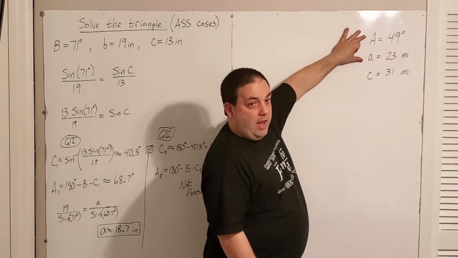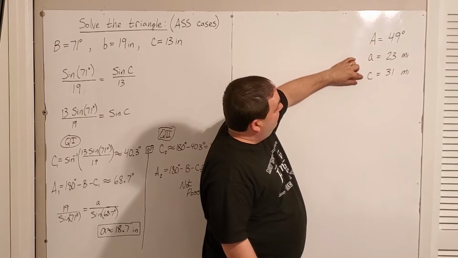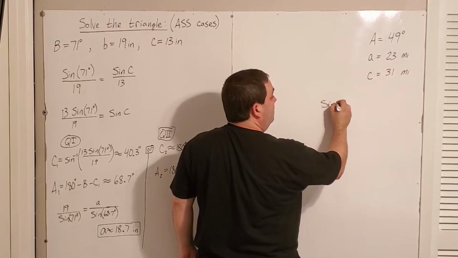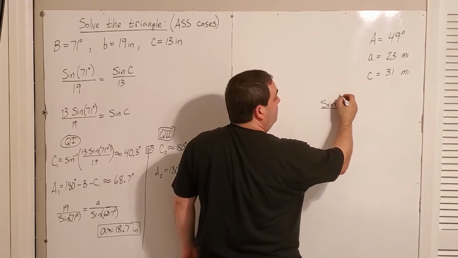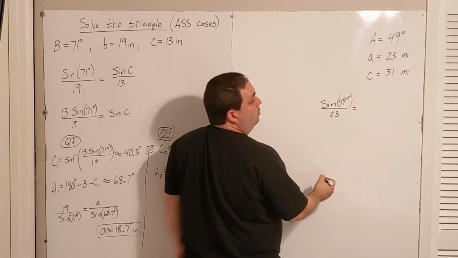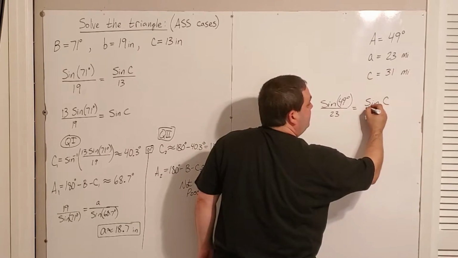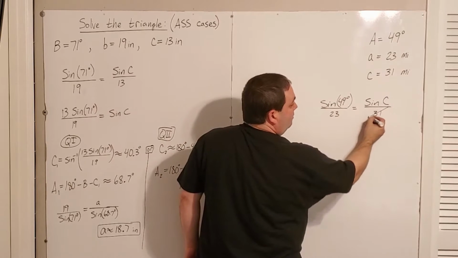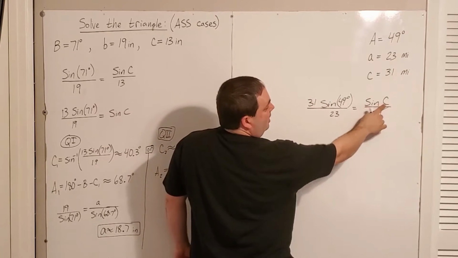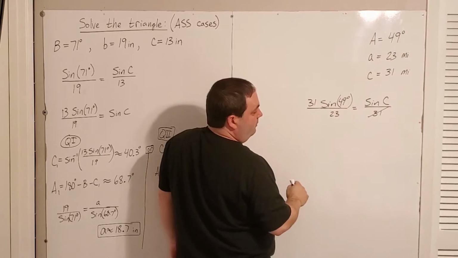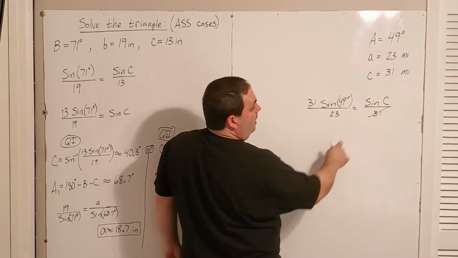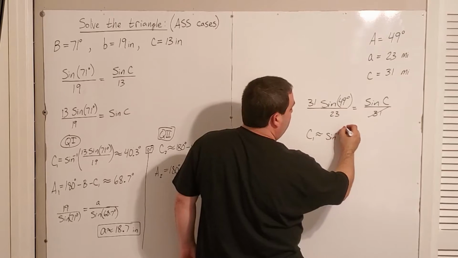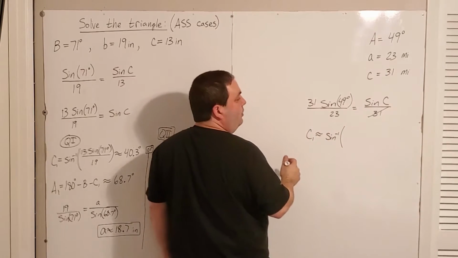Notice I've got the pair here, right? The A and the A pair. And then I've got the C side, so I'll be looking for the C angle. So sine 49 degrees over 23 is equal to sine of the missing C angle over 31. If I multiply both sides by 31, then I have the sine of C is equal to 31 sine 49 over 23. Okay? And just like before, I'm going to do an inverse sine for one of my possibilities. I'll call it C1, right? Because remember, we had multiple possibilities going on there.